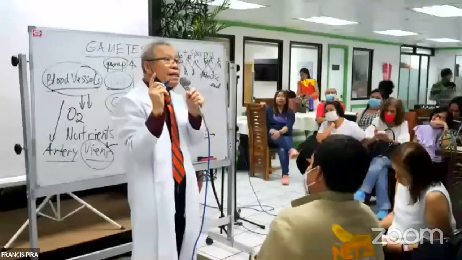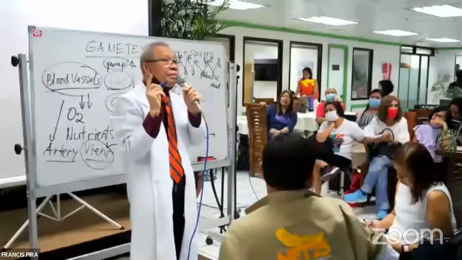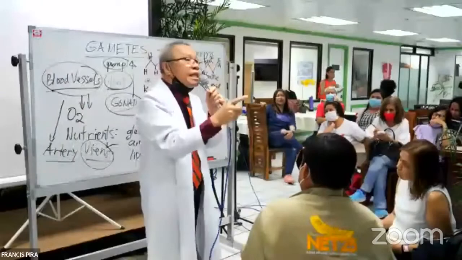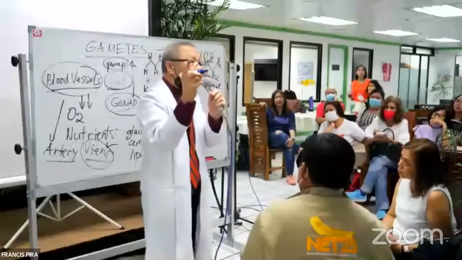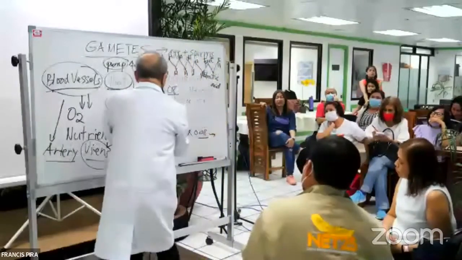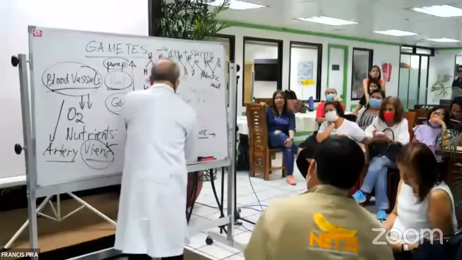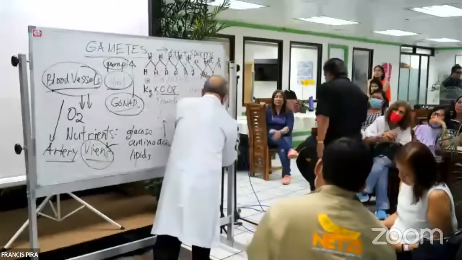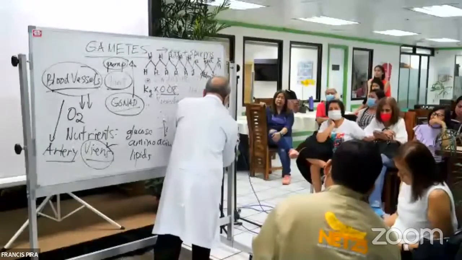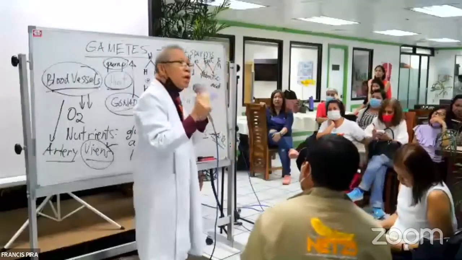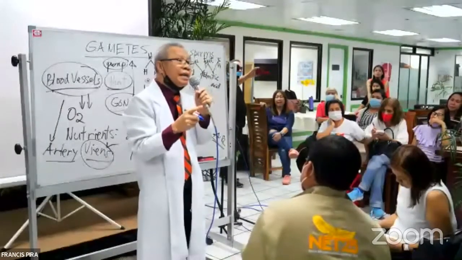Who are good in math here? 60 times 0.08. So if your weight is 60 kilograms, your blood is 4.8 liters. So you know now how to compute your blood volume.